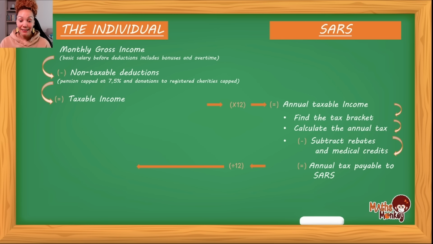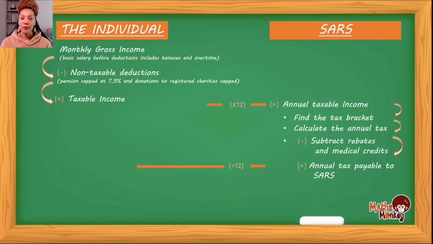Because now your tax is calculated on the year's earnings, and then based off of the year's earnings, you will then find what is the tax bracket. Once you've calculated the tax, you subtract the rebates, medical as well as the taxable rebates, right? Then you end up with your annual tax payable to SARS. So this amount at the end of this process on the right is what you owe SARS for the entire 12 months based on your taxable income.